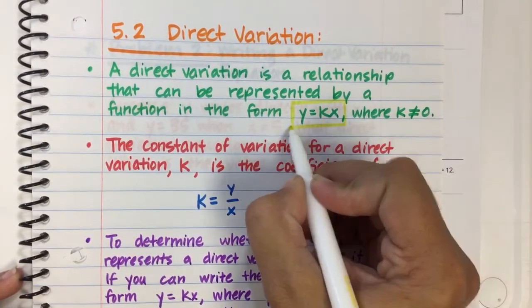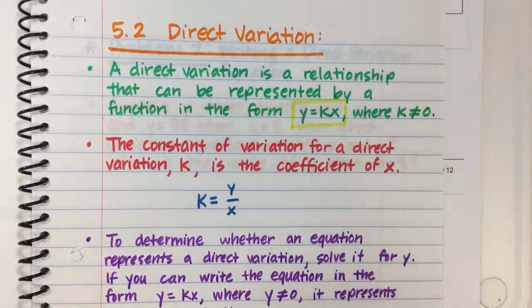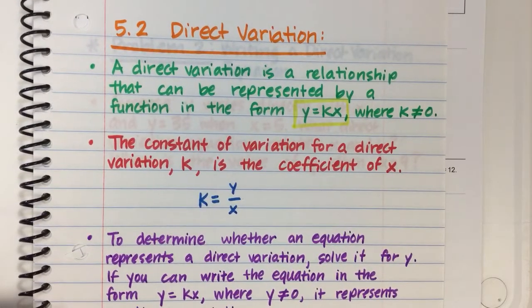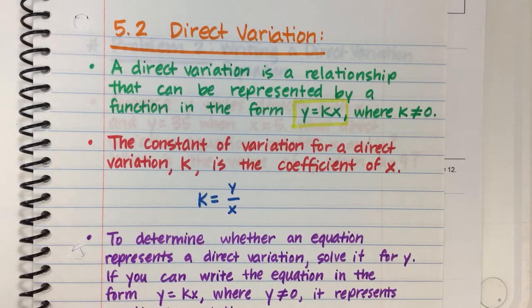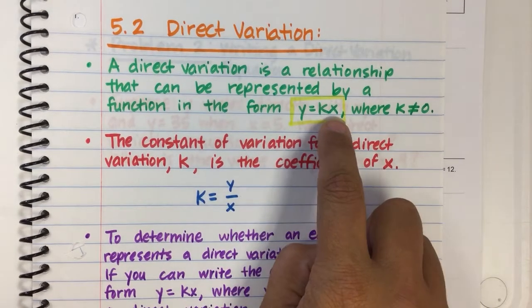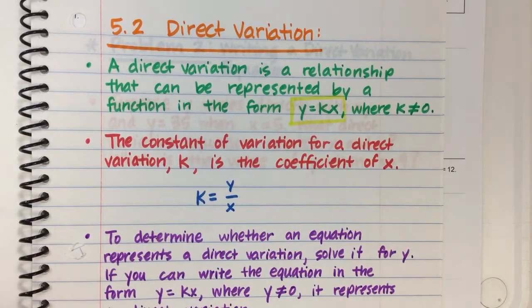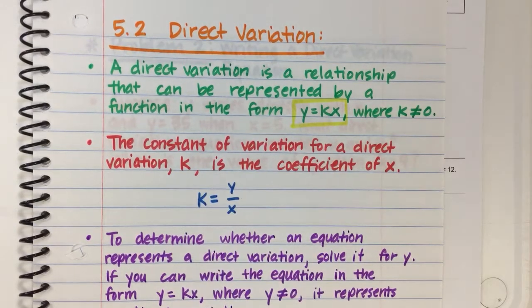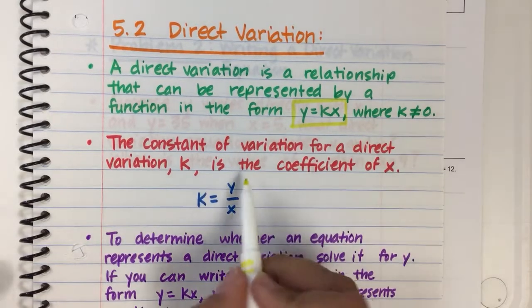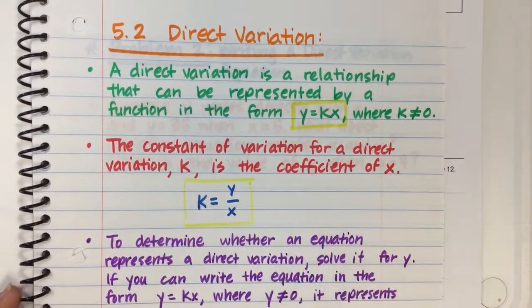So the formula for direct variation is y is equal to kx. The constant of variation for direct variation, k, is the coefficient of x. So k is the number in front of x, and you can find k by taking y divided by x. All right, so k is equal to y divided by x.